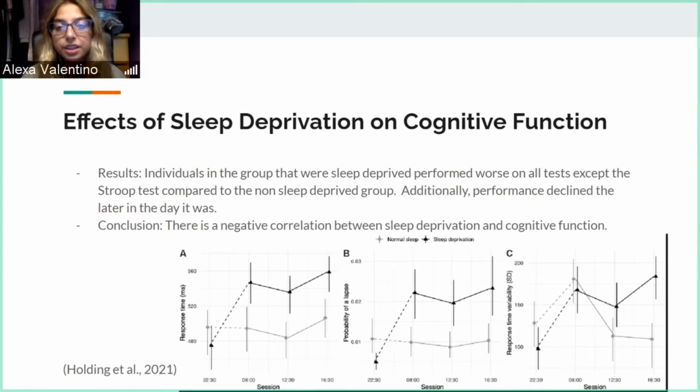And you can see this in the figure that I've attached to the bottom of this slide. The response time graph is like all the way on the left. It's graph A. For arithmetic ability, the sleep-deprived group showed an increase in the likelihood to make mistakes. For episodic memory, there was an increase in the likelihood of misremembering words. For working memory, there was an increase in the likelihood of misremembering sequences, and the Stroop test had no noticeable difference between the sleep-deprived and the non-sleep-deprived groups. Thus, the overall conclusion from this study was that there is a negative correlation between sleep deprivation and cognitive function.